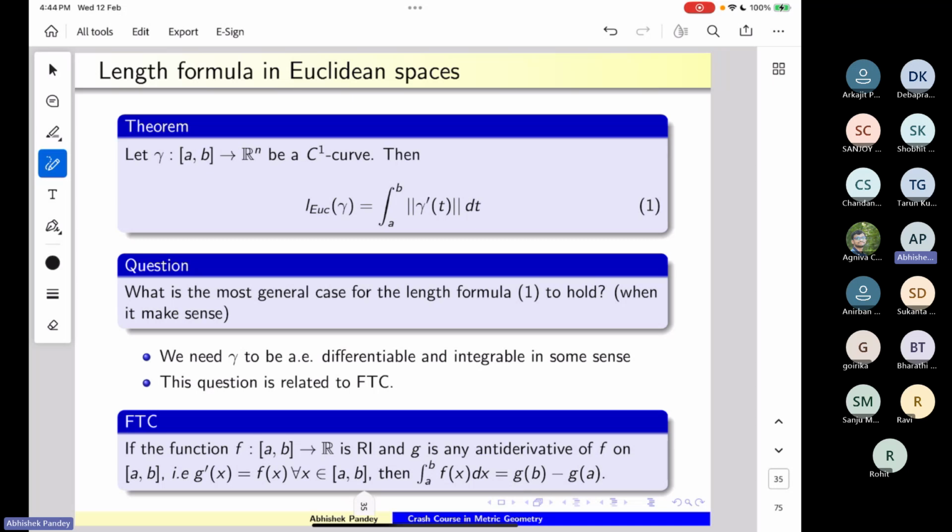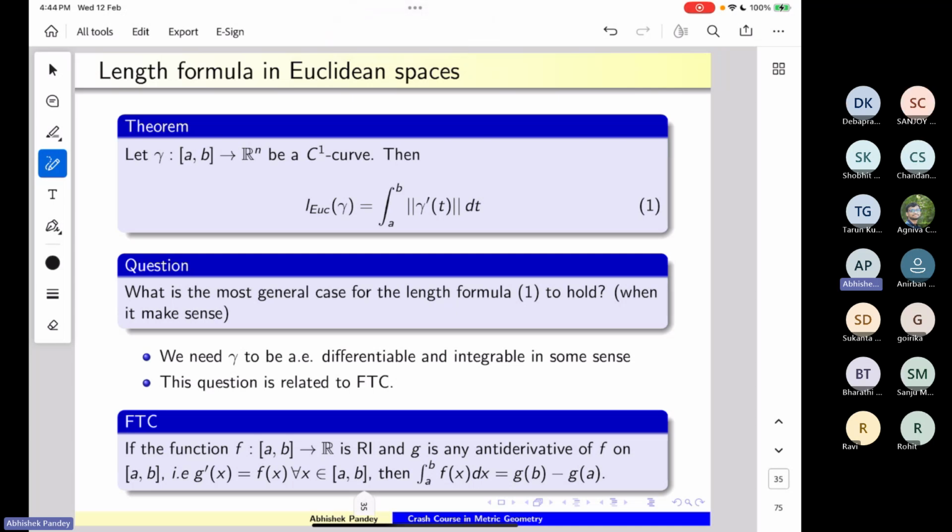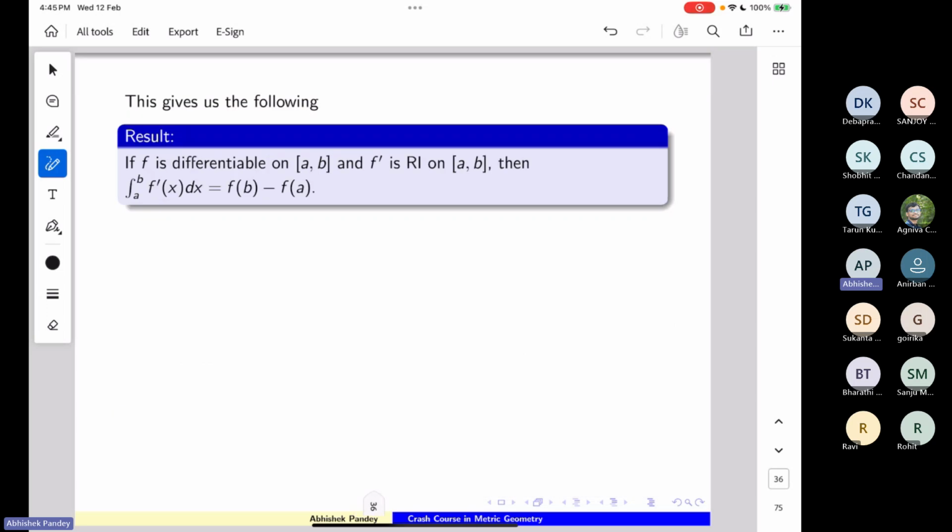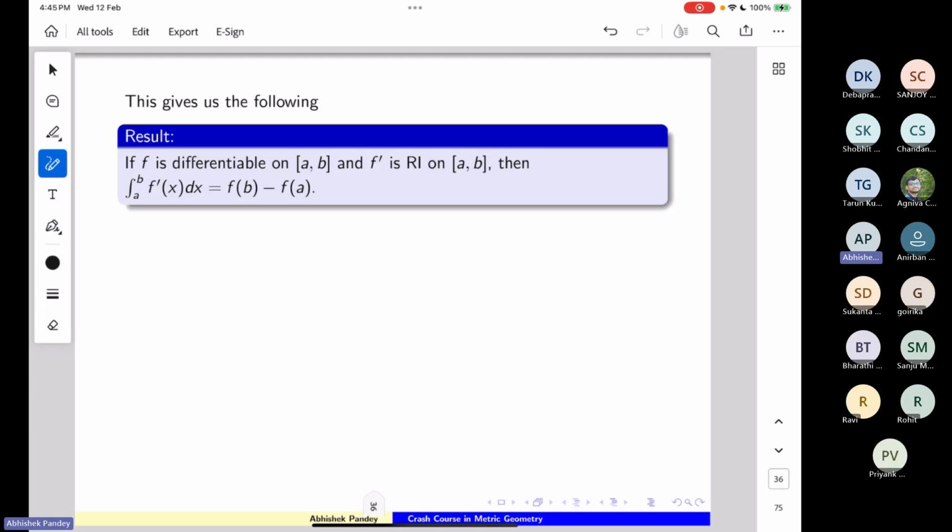If a function f is Riemann integrable and g is an antiderivative of f, then the integral over a to b of f(x) dx is g(b) minus g(a). This is well known to everyone. This is the fundamental theorem of calculus. And what does it give? It gives that if f is differentiable on a, b and f dash is Riemann integrable on a, b, then the integral from a to b of f dash x dx is f(b) minus f(a).